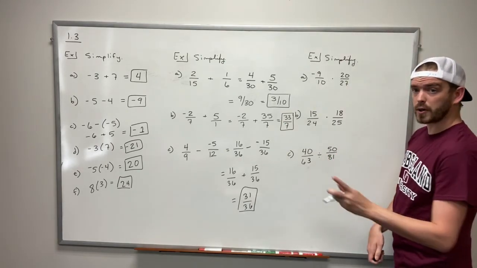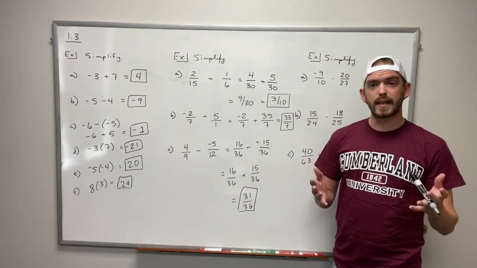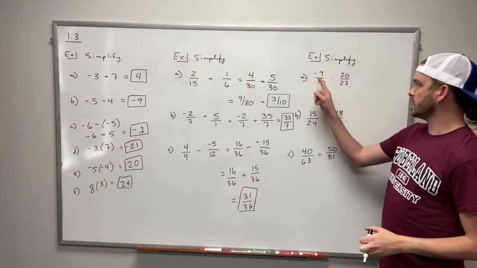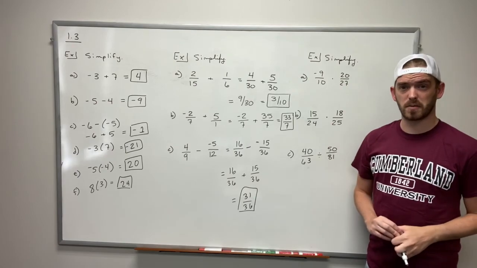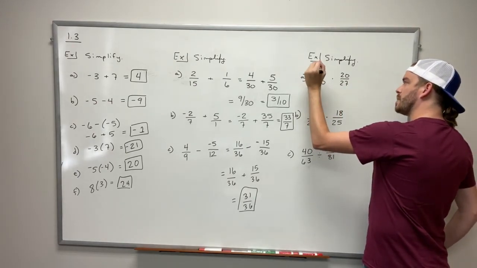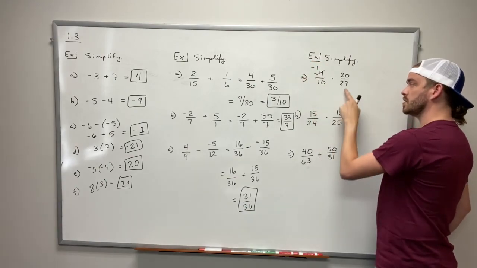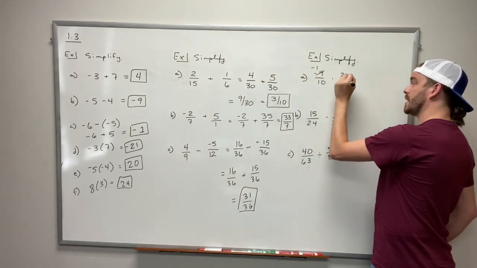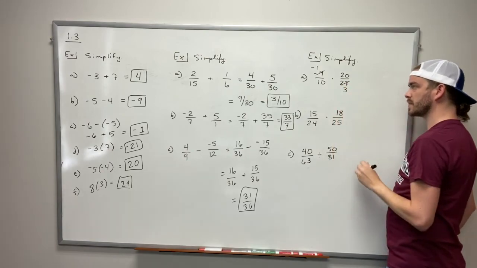In order to do that, we're going to look at the diagonals. So let's look at negative 9 and 27. What's the biggest number that goes into both of those? Well, it's going to be 9. Negative 9 divided by 9 is going to give us negative 1. 27 divided by 9 is going to give us 3.